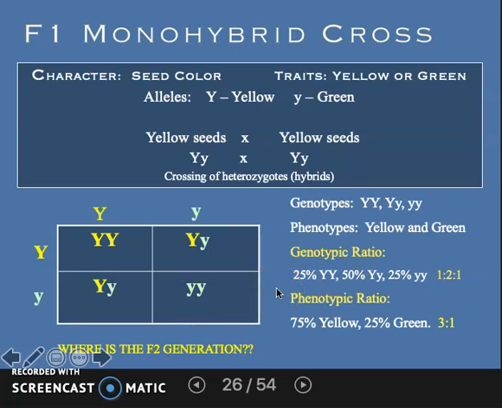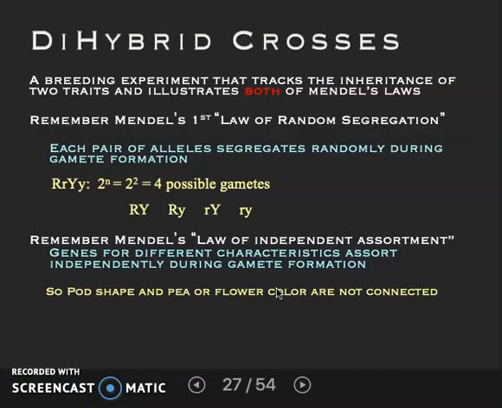So that's it for Mendel's model for the random segregation of alleles. And in the next cross, we're going to see a way to talk about his second law of random segregation.